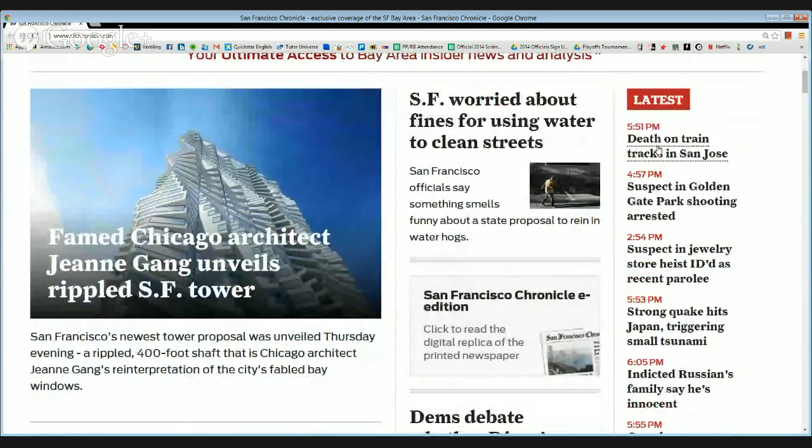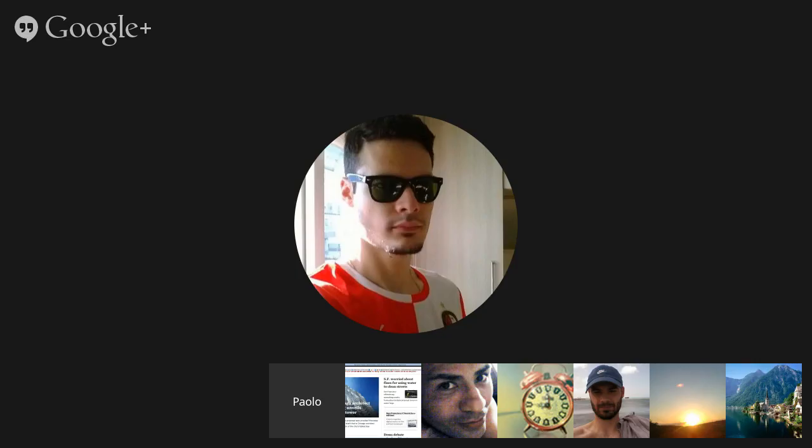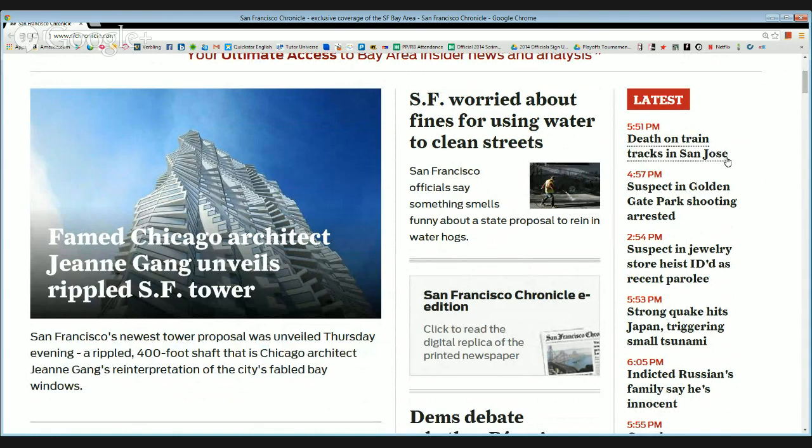Let's take this first one over here. Are the words big enough, or do I need to zoom in anymore? Can everybody read okay? Yes. Okay, great. So, "Death on train tracks in San Jose." How can we make this into a complete sentence? What's missing from this one? Can anybody find a verb here?